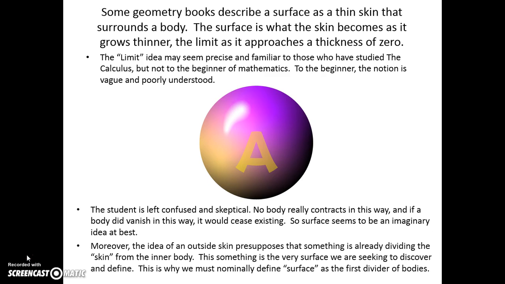Finally, the idea of an outside skin presupposes that something is already dividing the skin from the inner body. This something is the very surface we were seeking to discover and define. This is why we must nominally define surface as the first divider of bodies. We then proceed from that definition to show surface has to exist, and then to uncover its essential nature. This removes the skepticism and the confusion of the student. Now let us analyze surface.